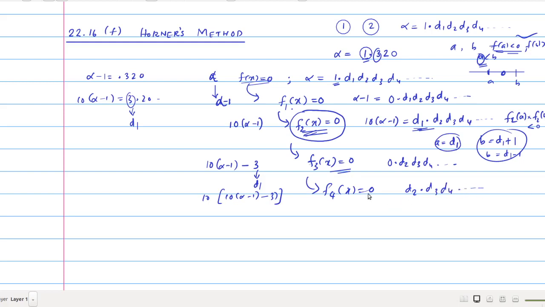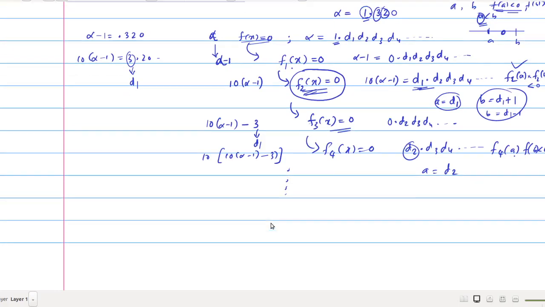Okay, now you apply the same procedure as this with f4 of x. So find out a and b such that f4 of a and f4 of b is less than 0, and take the smallest one as a. Then you can get a is equal to d2. Then you can track this. Okay, then you will get d2 is 2. ഇതാണ് ഹോണേഴ്സ് മെത്തേഡ് എന്ന് പറയുന്നത്. കണ്ടിന്യൂ ചെയ്യാം, നമുക്ക് എത്ര പ്ലേസ് വേണമെങ്കിൽ കണ്ടിന്യൂ ചെയ്യാം.